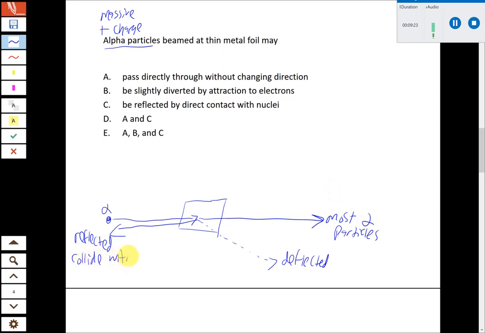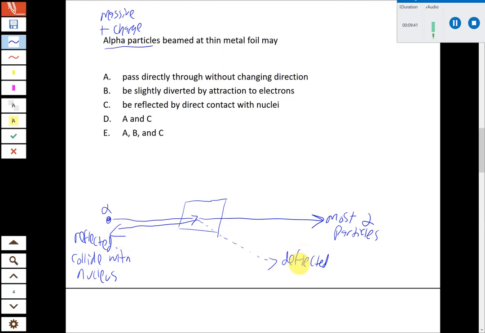So this was basically how they figured out that there is a nucleus, because in order for an alpha particle to completely reverse and change directions, it has to collide with something that's positively charged and very massive. And so that's sort of how they figured out that most of the mass was in the nucleus as well as the positive charge, was because of these reflected particles.